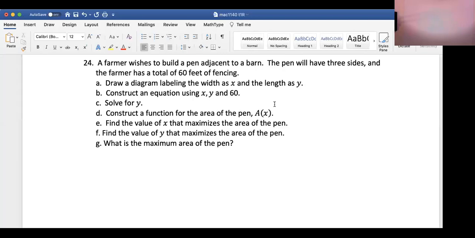So this question says that a farmer wishes to build a pen adjacent to a barn. The pen will have 3 sides, and the farmer has a total of 60 feet of fencing. We want to draw a diagram labeling the width as X and the length as Y. So let's do that. We have a barn here.